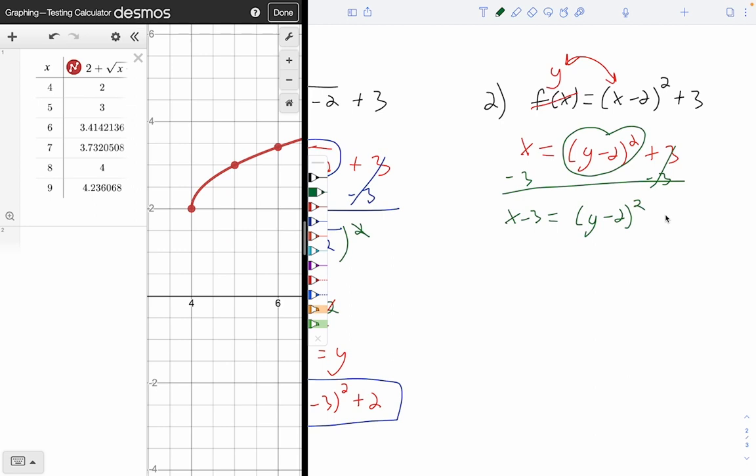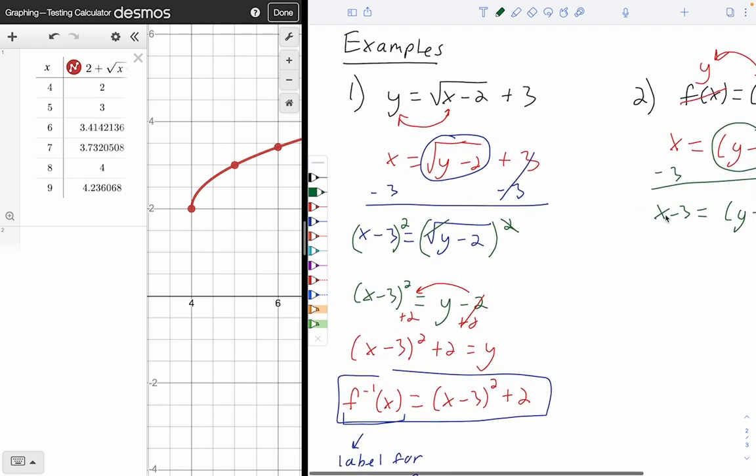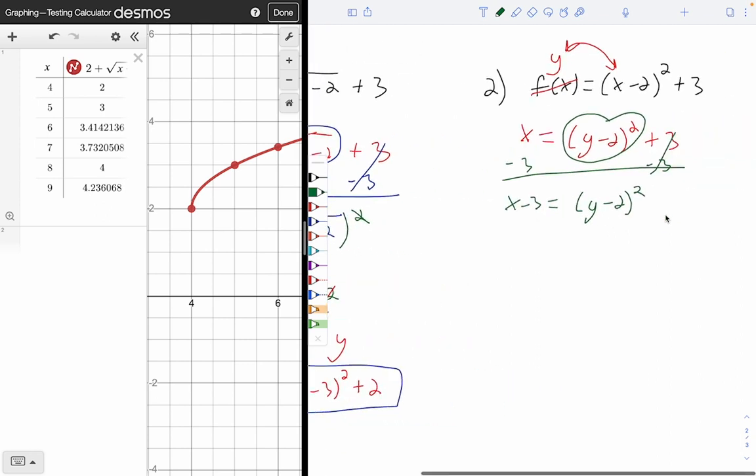The only tricky part here is slightly different. We have a square. So what do I do to get rid of a square? A square root. Square roots and squares are inverses or opposites. In the previous example, we had a square root, so we got rid of it with a square. Here, we have a square, so we get rid of it with a square root. So now I square root both sides.